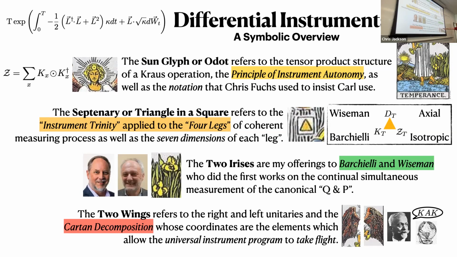Okay, and then the 2 wings I think of as the 2 Ks in the Cartan decomposition, which are actually what gave this whole program flight. Without the Cartan decomposition, I couldn't have understood these 7 dimensions. Cartan decomposition is what defines those 7 dimensions. And it's just like really fancy polar coordinates.